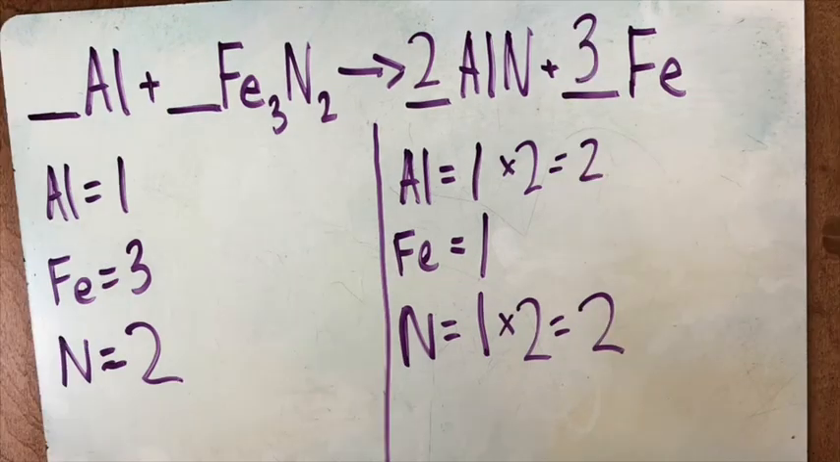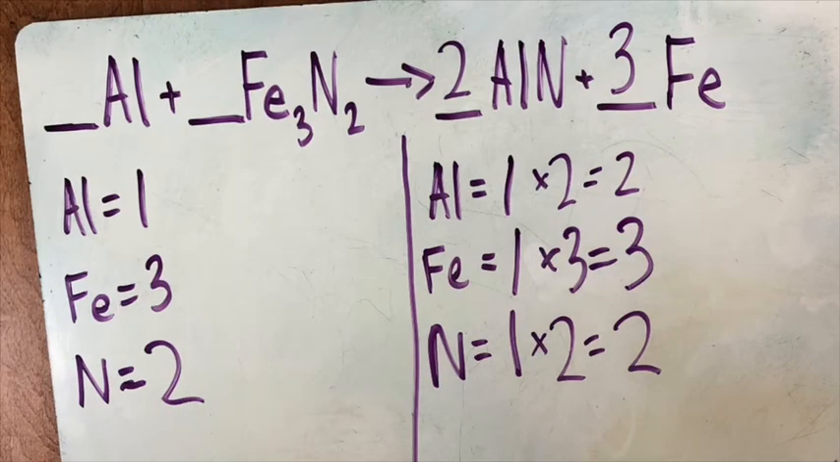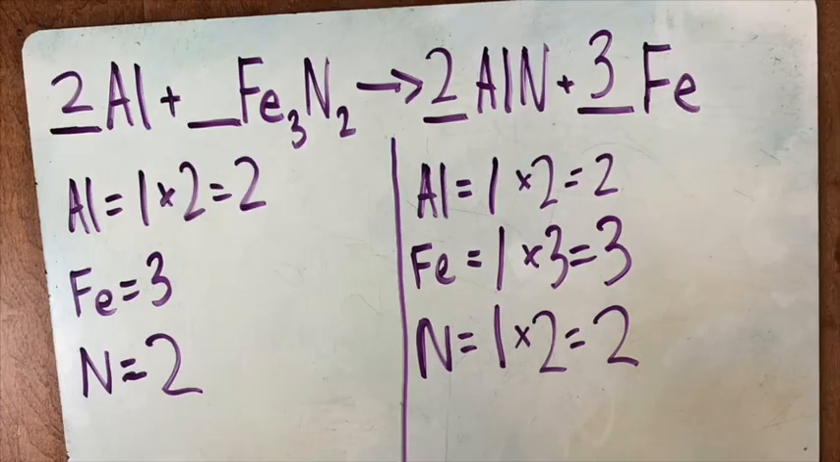You can then multiply the amount of iron by 3 by putting the coefficient 3 in front of the Fe. This makes the amount of iron on both sides equal. Last, you can put the coefficient 2 in front of the Al, which makes the amount of aluminum 2, which is the same amount on the product side. Since all elements are equal, the equation is now balanced.